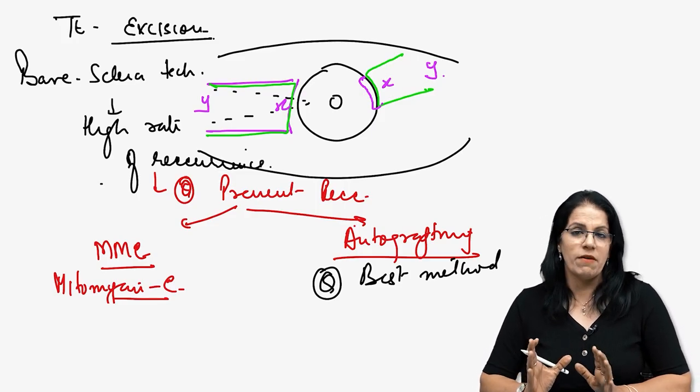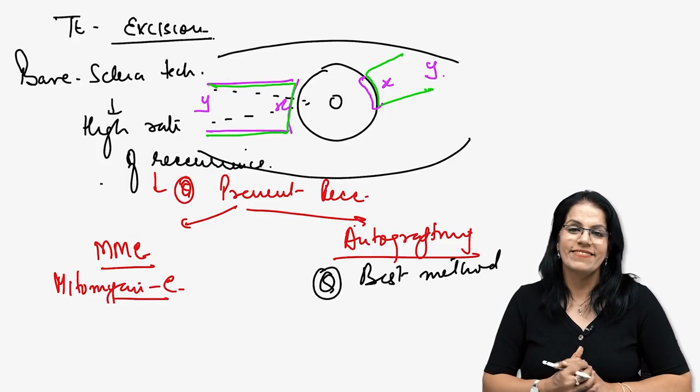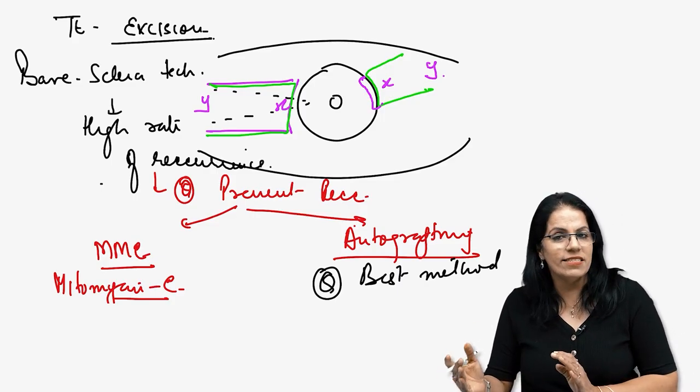This is the only point we have to be very careful about, that the X should be stretched at the point of the X. This is autografting. This is much better than mitomycin C. This is your exam question.